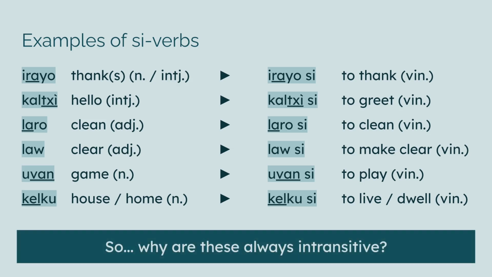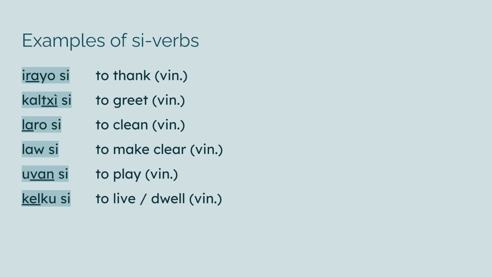So now's the question. Why are these always intransitive? And maybe you remember last time I actually told you this when I talked about transitivity. I told you, hey, all si verbs are intransitive. Why are they always intransitive? For that, we should again look at the literal translation. So here we have the si verbs together with how they sound or how they get translated in nice English. But let's look at the literal translation.